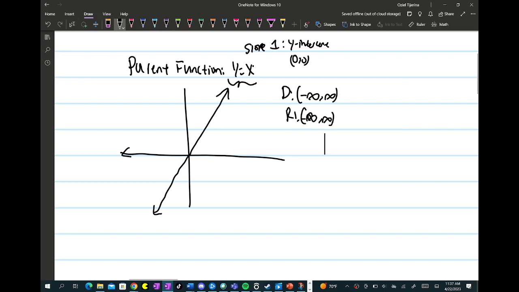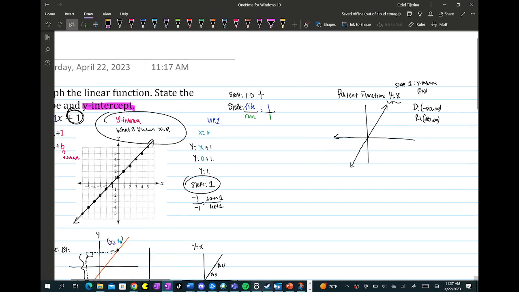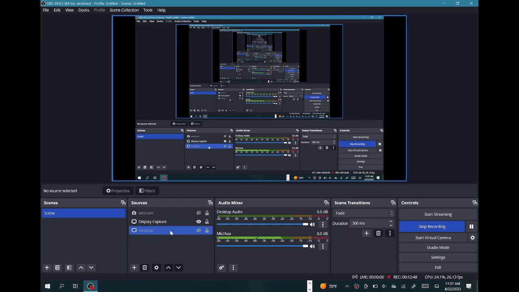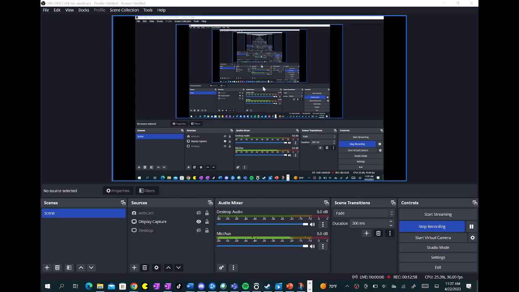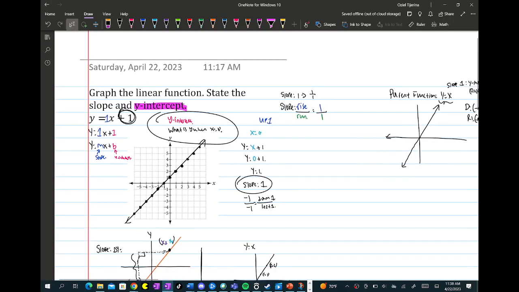But this is where I'm going to stop the video, guys, because I don't want to make this video way longer than it needs to be. But this is how you graph this linear function. In the next video, I am going to go over one where instead of it being positive x plus 1, we're going to go negative, and you'll see exactly what happens when I do that.